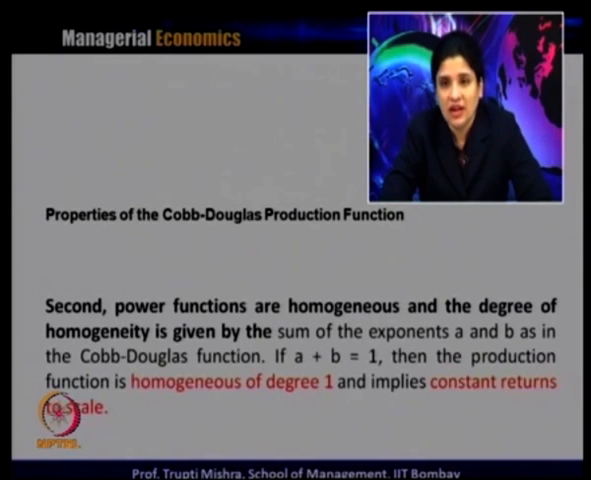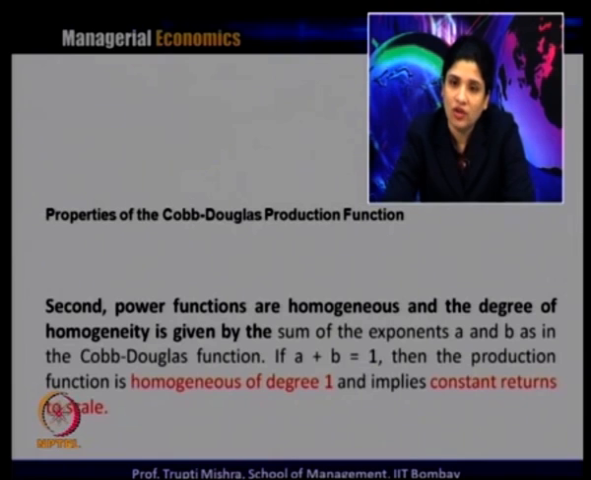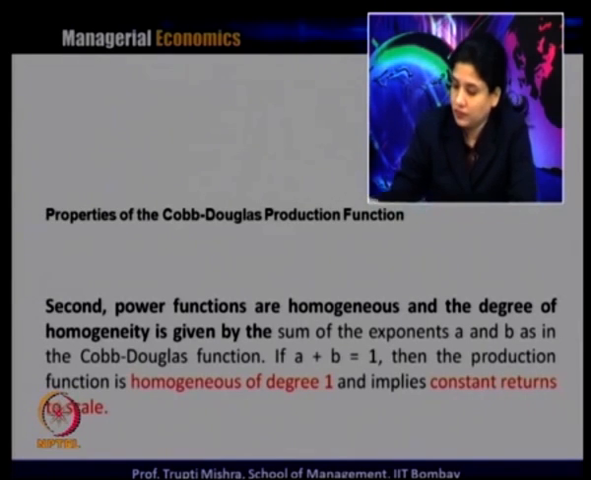If a plus b is greater than 1, then it implies increasing returns to scale, and if a plus b is less than 1, it implies decreasing returns to scale. So, the values of the exponents a and b in the Cobb-Douglas production function determine what kind of production function it is and what kind of scale it is bearing.